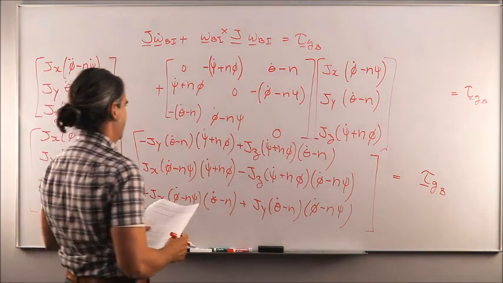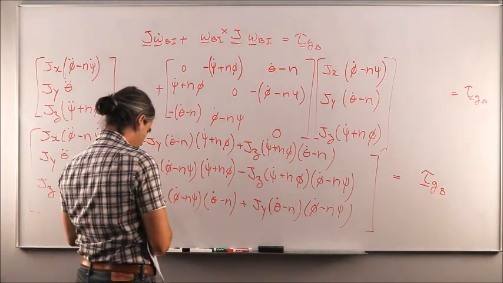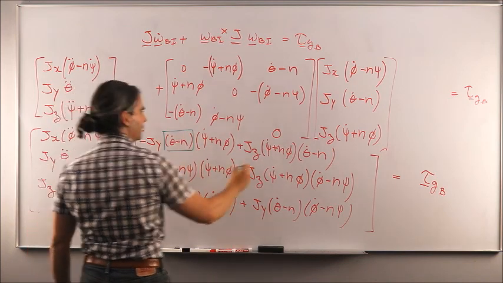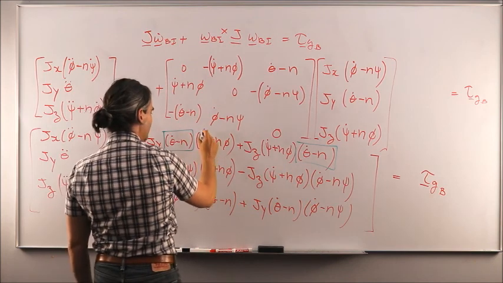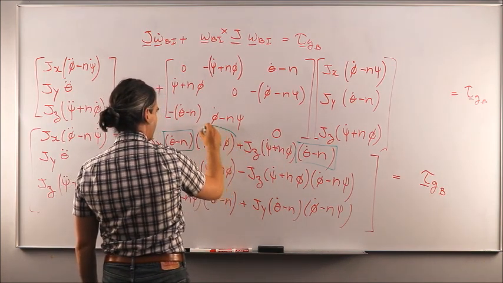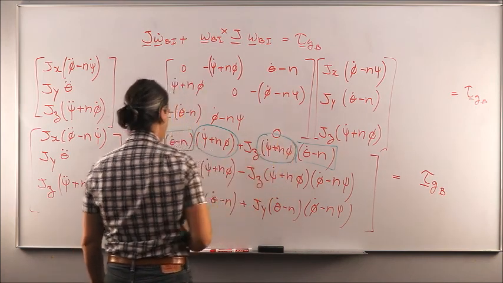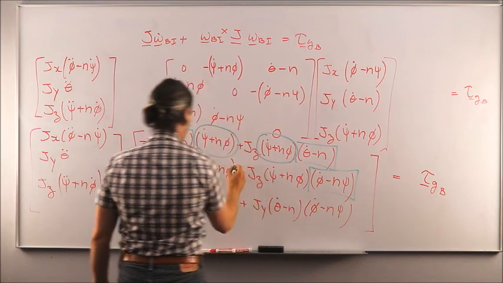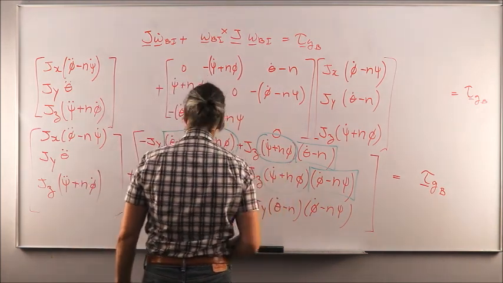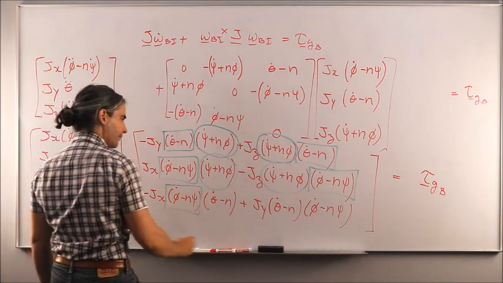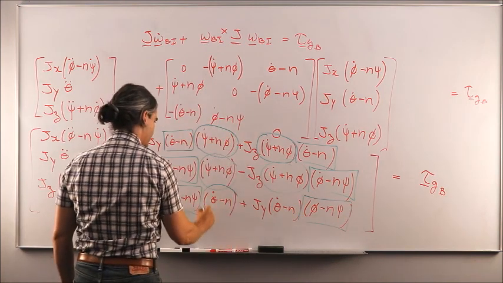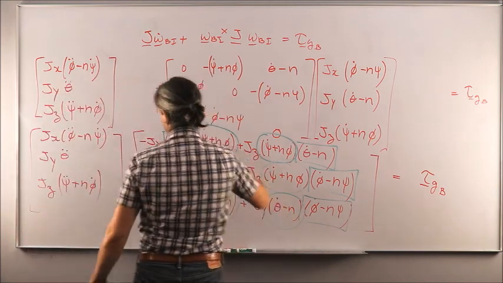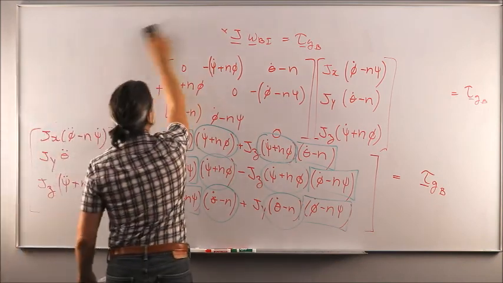Now, does it make sense? Yes, because if you look carefully, we get a repetition of terms all over the place here. For example, here we have the theta dot minus N, theta dot minus N. We also have the psi dot plus N phi. I'm going to put it in a circle. We got this here and here. And same thing for the other two equations. This matches that, and this matches this exactly. And similarly for the z equation, that term here is the same as this one, and this one in the circle matches that one. All this to say that we can simplify this big 3x1 matrix with the following.